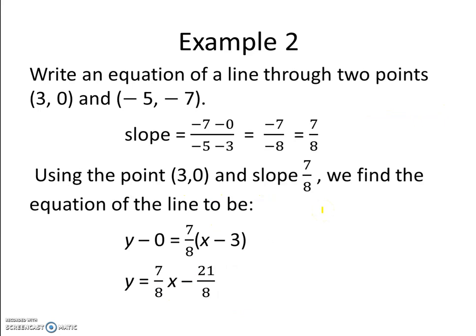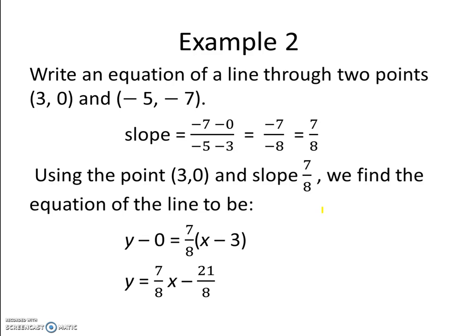Example 2, we're asked to write an equation of a line through 2 points, and we're given the points (3, 0) and (-5, -7). We have to do one more step in this problem. We have to find the slope, and we know slope is rise over run, so we take the difference in the y's over the difference in the x's, and we find -7 over -8, which reduces to simply 7 over 8.